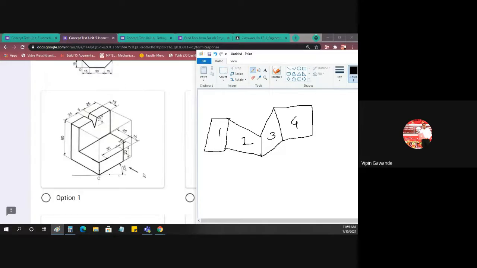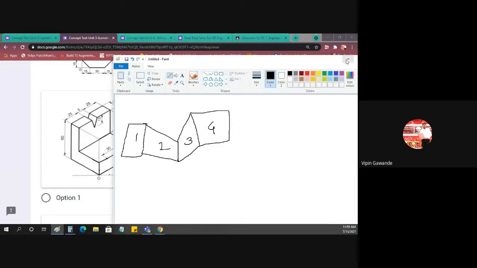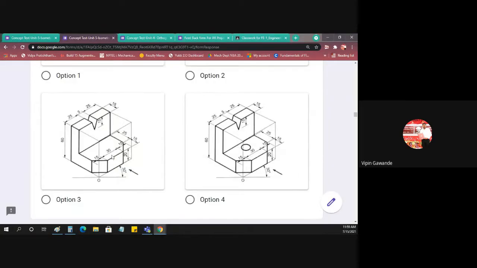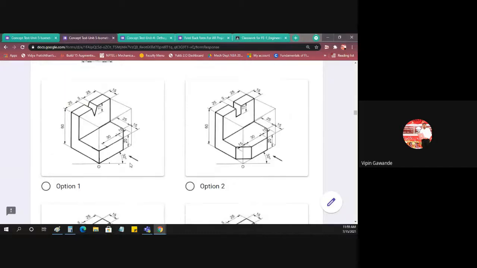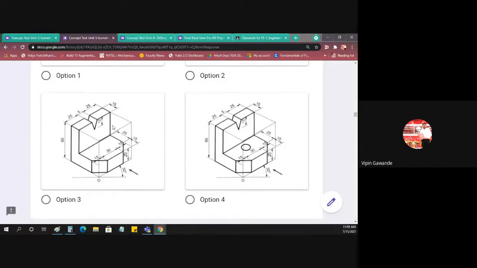Okay, and after that, what do we have? We have the bottom surface here, and that surface is also there in the top view. So what we have to do is rotate the top view in the direction of the arrow. Always rotate the object in the direction of the arrow, and we'll get the perfect top view.